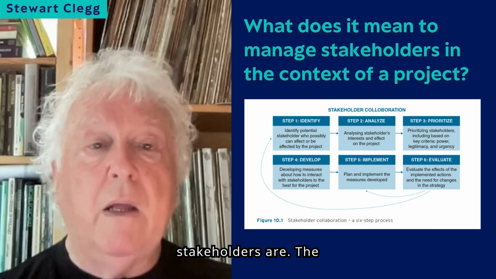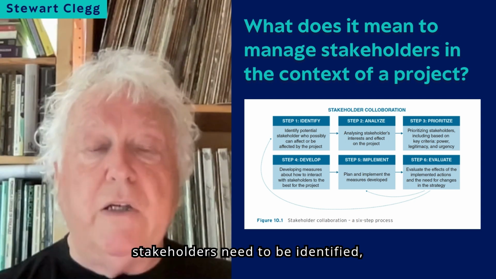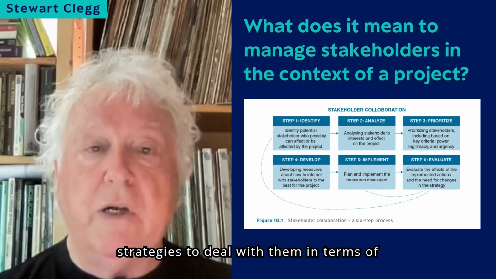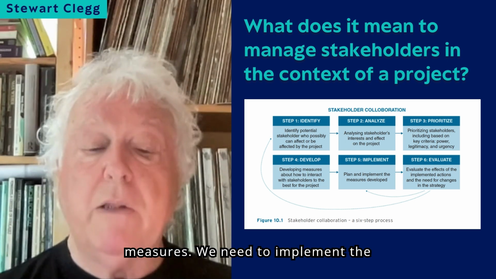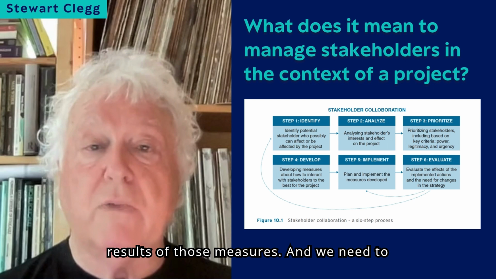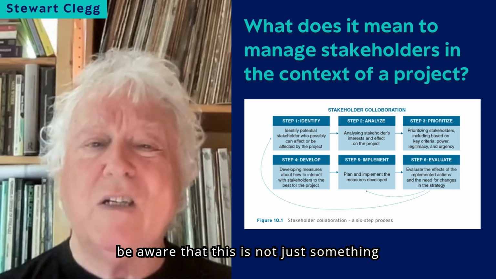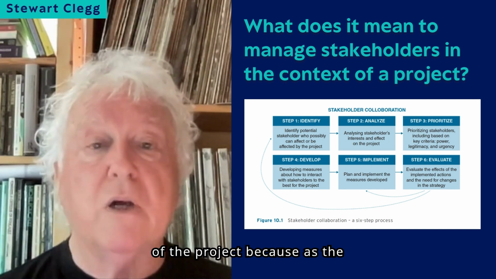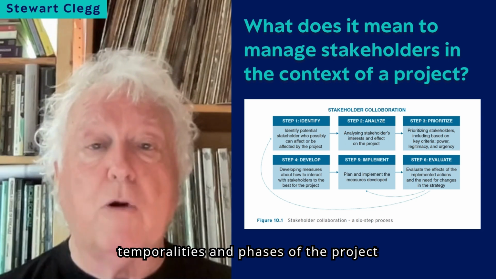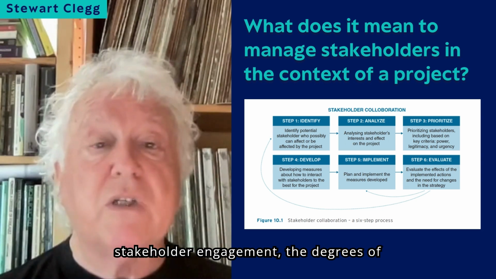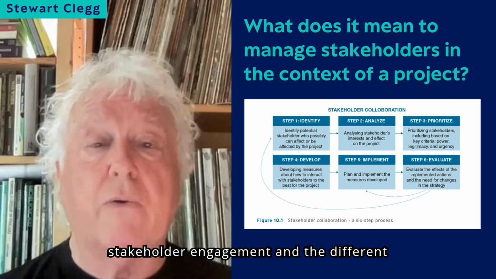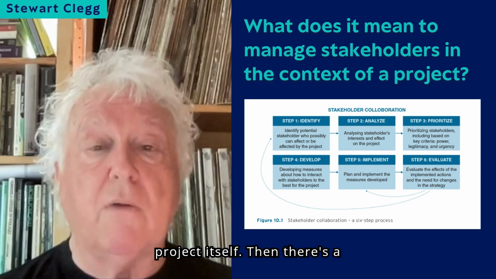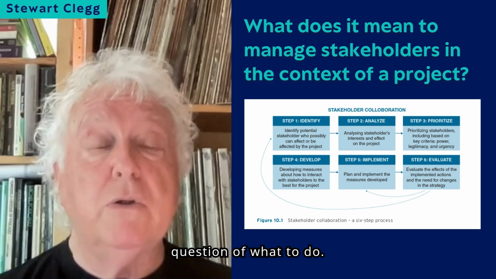the stakeholders are. The stakeholders need to be identified, analysed, prioritised. We need to develop strategies to deal with them in terms of measures. We need to implement the measures, and we need to evaluate the results of those measures. And we need to be aware that this is not just something we do as a one-off exercise. It's something which goes on through the life of the project, because as the temporalities and phases of the project change and unfold, then the stakeholder engagement, the degrees of stakeholder engagement, and the different stakeholders wax and wane with the project itself.